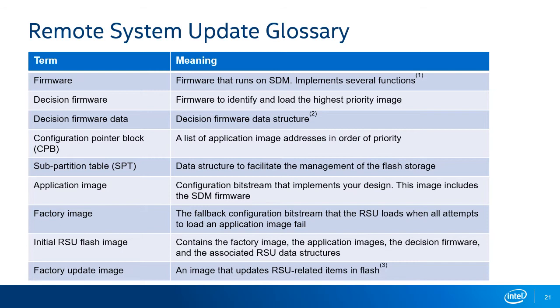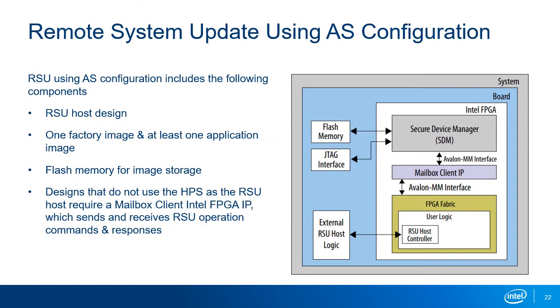Referring to the factory update image term, the following RSU-related items in the flash can be updated: the factory image, decision firmware, and decision firmware data. RSU using active serial configuration includes the following components: an RSU host design, which can be custom logic, the HPS, or the Nios II processor in the FPGA, one factory image and at least one application image, and flash memory for image storage. Note that the designs that do not use the HPS as the RSU host require the Mailbox Client IP, which sends and receives RSU operation commands and responses. QSPI read and QSPI write are a couple of examples of the Mailbox Client operation commands.